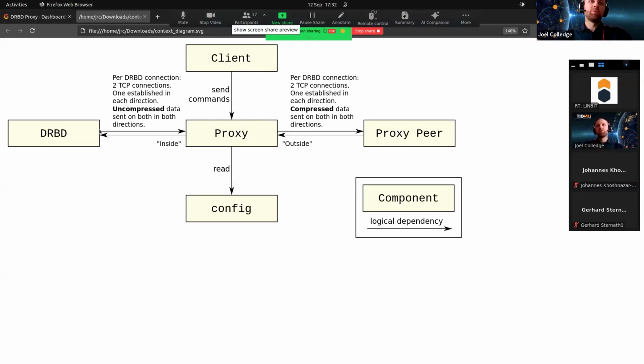There are always two streams for DRBD connections. It's a small detail that makes it a little bit more complicated to set up such a proxy, and it always proxies both streams across the network to the proxy peer. So here's the internet, here's the local network.